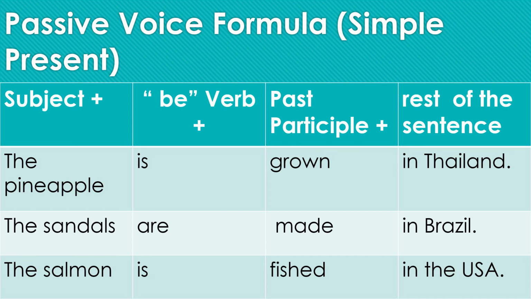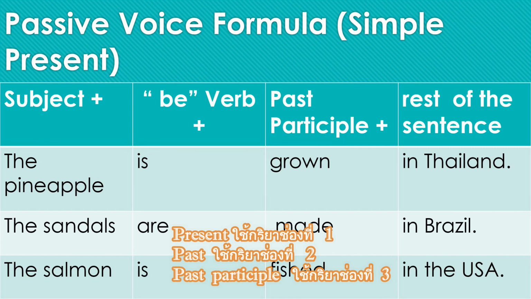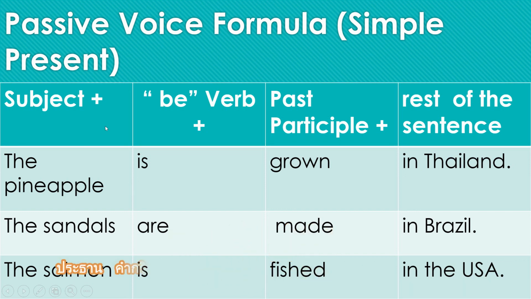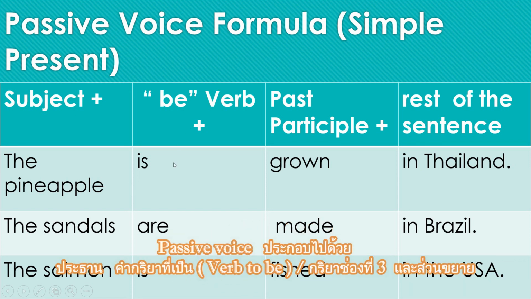If you look at the last page of your book, there are verb lists there. The last pages of your book, from 117 to 120. So from the last pages of your book, you can see the verb list there. You have there the present, the past, and the past participle. Present is the V1, past is the V2, and past participle is the V3. So for the passive voice, this is how you do it. We have the subject, we have the verb to be or be verbs, and then we have past participle, and then the rest of the sentence.